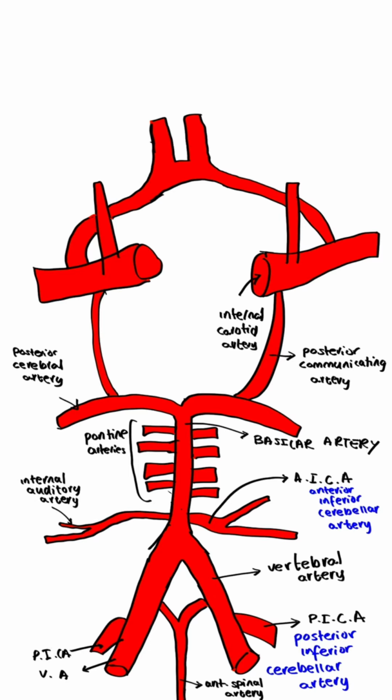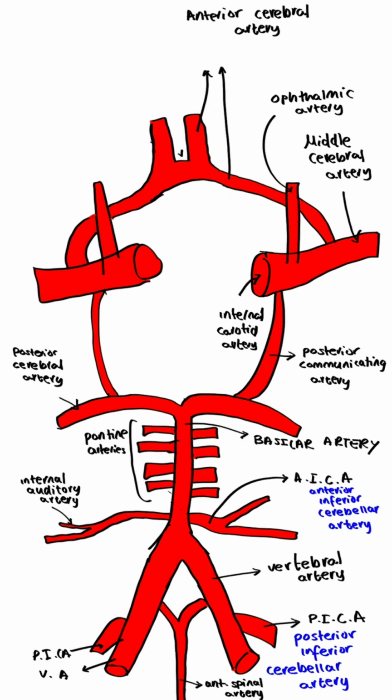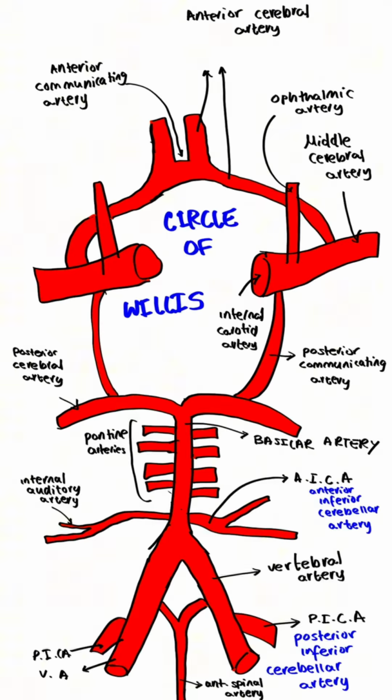The internal carotid artery leads to the middle cerebral artery, and from the middle cerebral artery we are going to have another branch called the ophthalmic artery. All the way at the top we've got the anterior cerebral artery, which is a branch of the internal carotid artery, and then in the middle what connects the two anterior cerebral arteries is the anterior communicating artery. And together that space in the middle, that circle is called the circle of Willis.